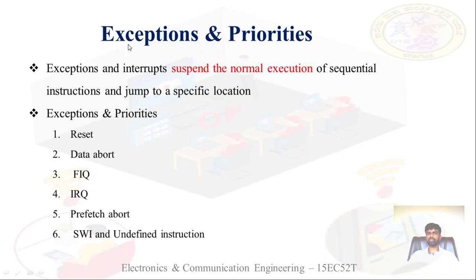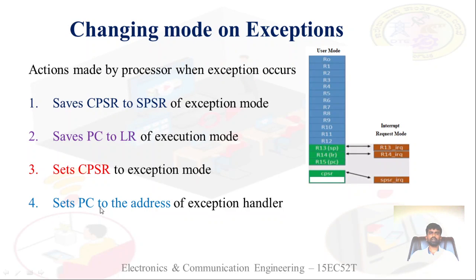So this is about different exceptions and priorities. Exceptions suspend or halt the normal execution, and these are the priorities. When these exceptions occur, the mode will change. At that time, the processor should take some necessary actions. Now we'll see what necessary actions are taken by the processor when an exception occurs.